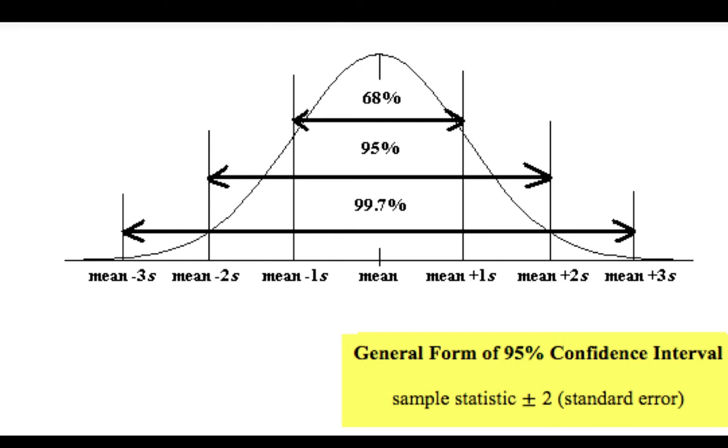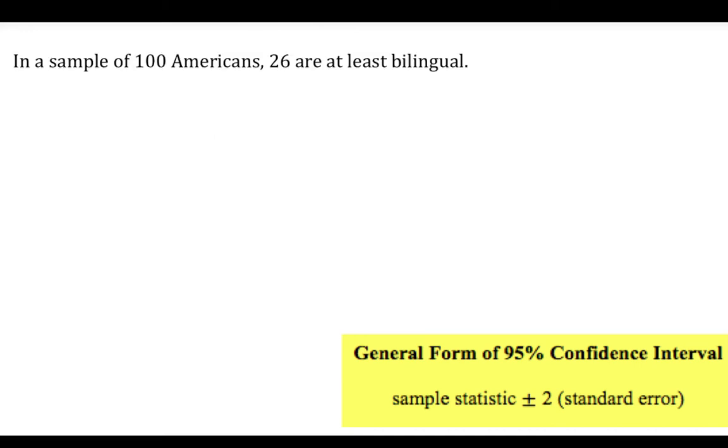The second factor that influences a confidence interval is the standard error. The standard error is the standard deviation of the sampling distribution. So as the standard error is larger, the confidence interval is going to be wider. Similarly, if the standard error is smaller, the confidence interval is going to be more narrow. Let's look at an example.